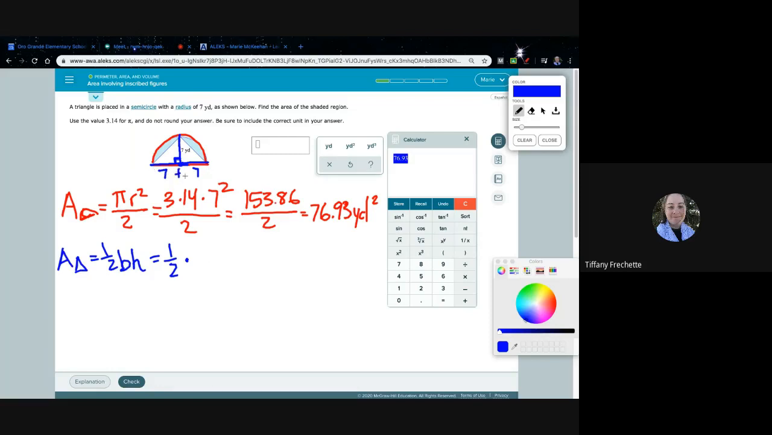It's 7 plus 7. It's the whole thing. So 14 times the height, which is just 7. Okay, so now let's go in here to our calculator. So we have 14 times 7. I'm multiplying those because they're just a little easier to multiply.